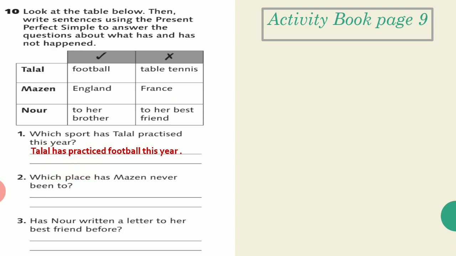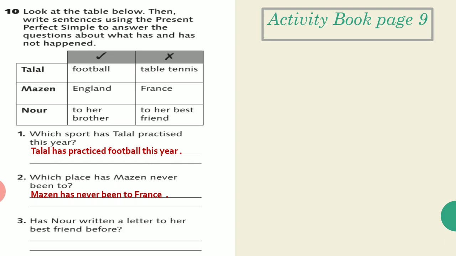Number two, which place has Mazen never been to? Now, when we go to Mazen, we see that he has been to England, he hasn't been to France, so the answer will be Mazen has never been to France. And again, don't forget that when we use never with the present perfect, we put it between the helping verb has and verb 3 or the main verb.